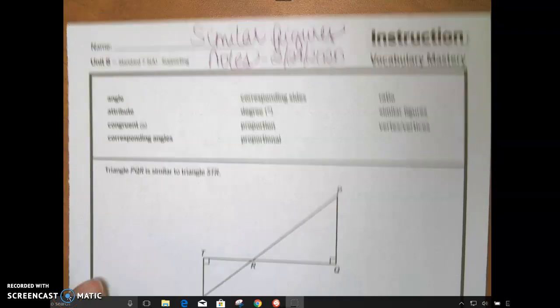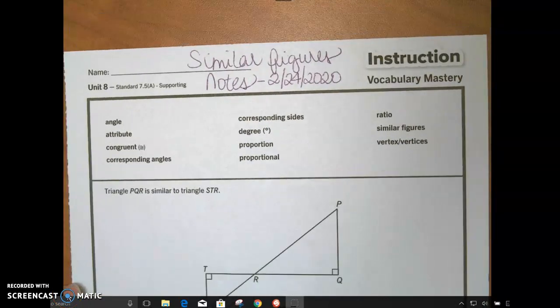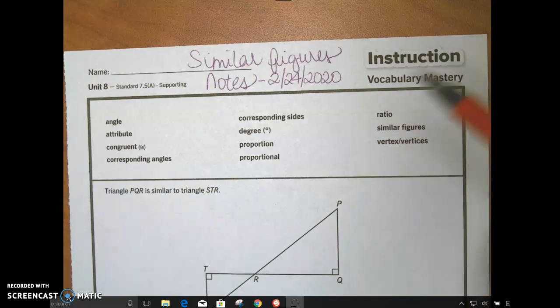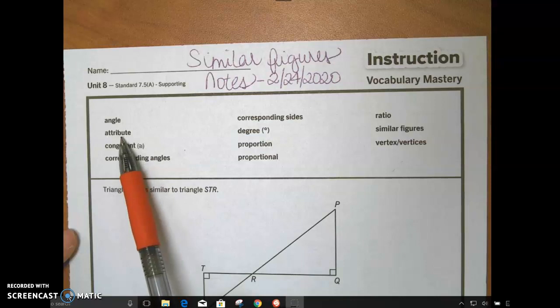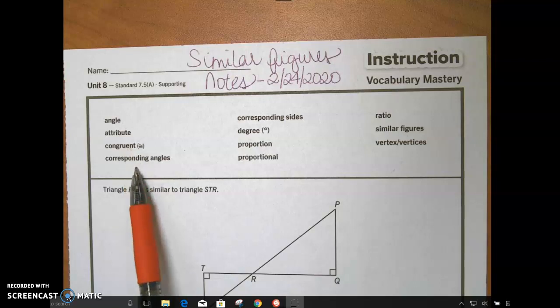Okay, your notes on similar figures for today. These vocabulary words are from 5th and 6th grade. You should know what an angle is. An attribute is the part or how we describe a shape. Congruent means exactly equal to: same shape, same size, same value. Corresponding angles are angles that match. They're in different places, but in the same location on different shapes.